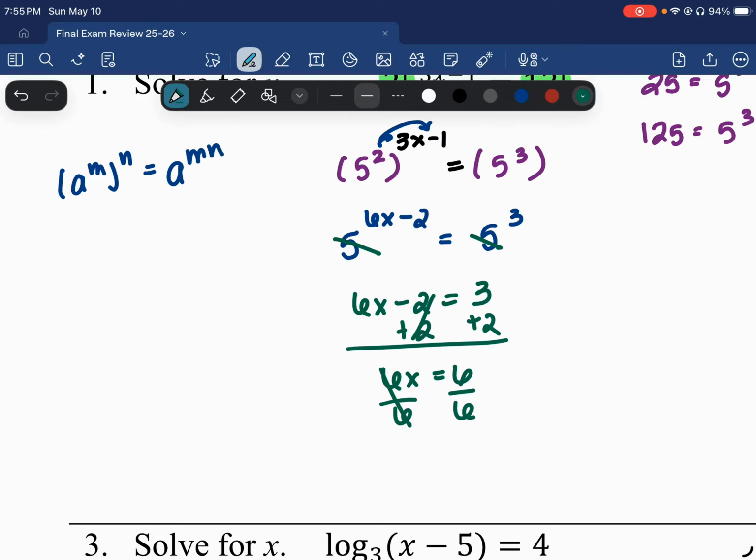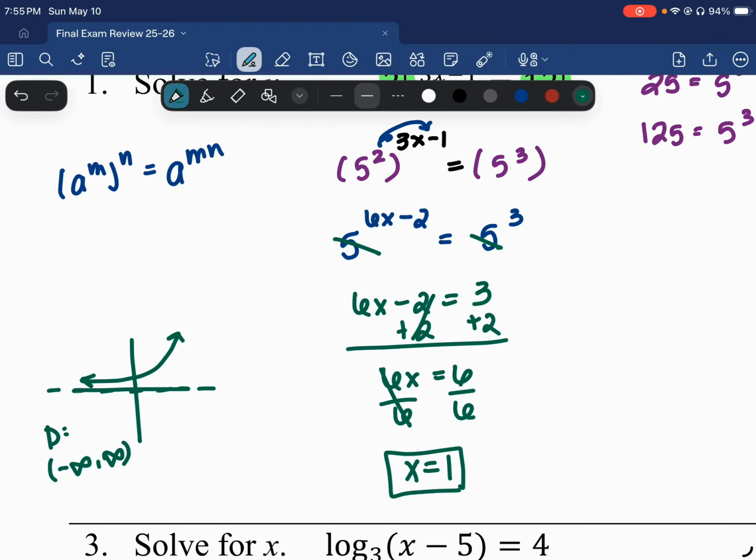With exponential functions, we have a domain of all real numbers. It has a horizontal asymptote at 0, and there would be the graph. And so the domain goes from negative infinity to infinity without excluding any values. So this means that every input is possible, which means there is no possibility for extraneous solutions, so we do not have to check our solutions here.